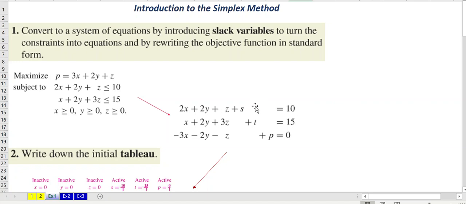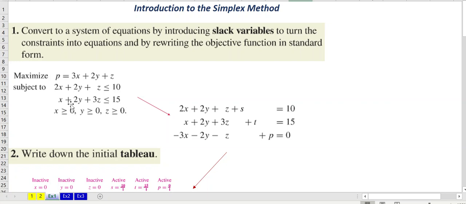So what we have to do is we add the slack variable. And the slack variable could take up the slack. It's whatever we would need to make the left-hand side equal to 10. And we don't know what that is. So we just put in a variable and we'll call it s. S is called the slack variable for the first inequality.